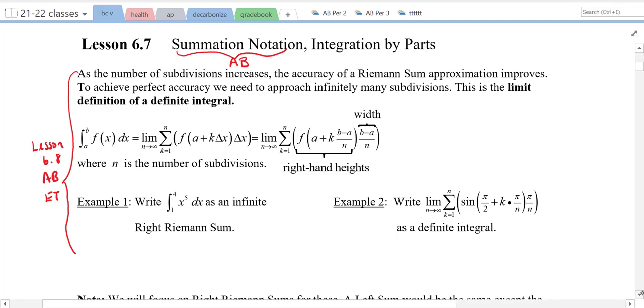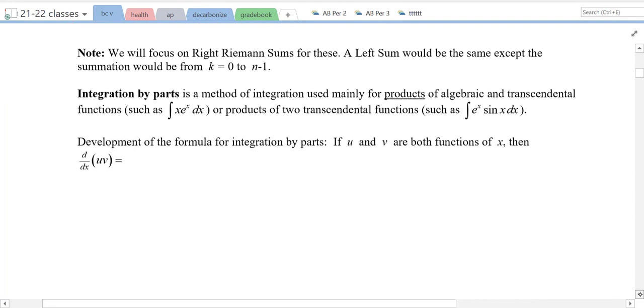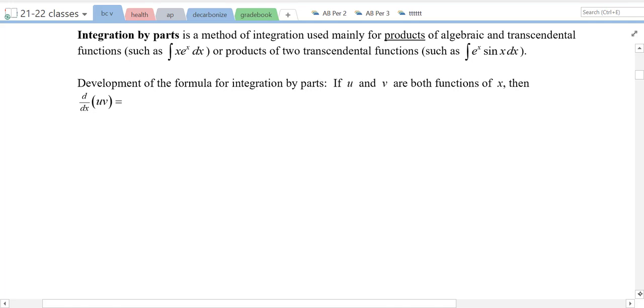But really, the BC topic for this section is this thing called integration by parts. So this is what I want to show you, and this is a BC topic. It's usually an extra topic that the AB students do after the AP exam, but for the BC students, you bet you definitely need to know it.